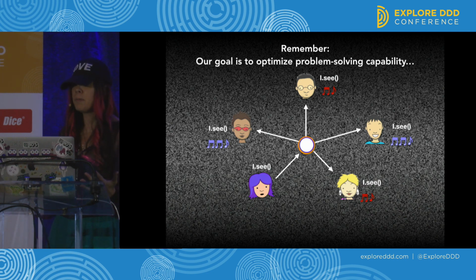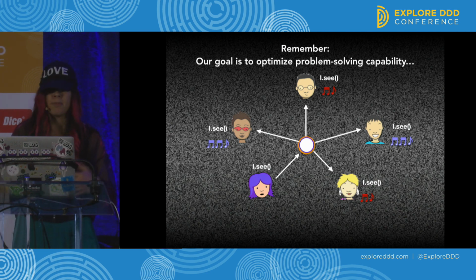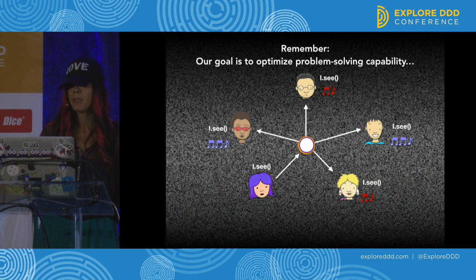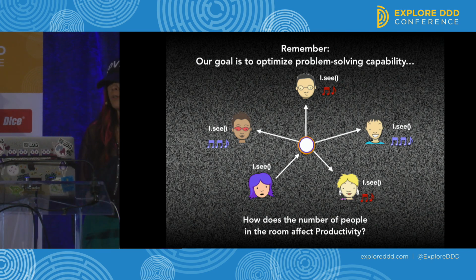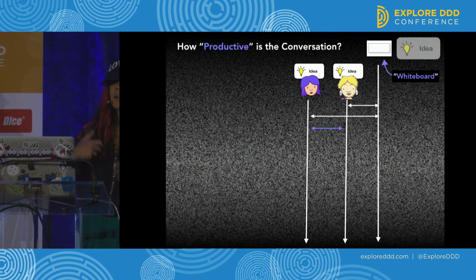We can see this problem. We can have this conversation and look at things from 5 different angles. It's awesome, right? But how does the number of people in the room actually affect our productivity or affect our ability to do useful work? So let's talk about the productivity of a conversation.